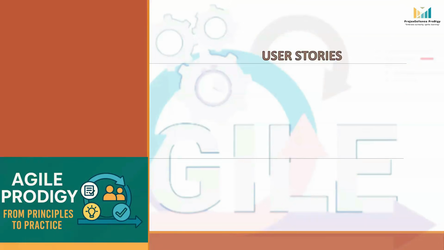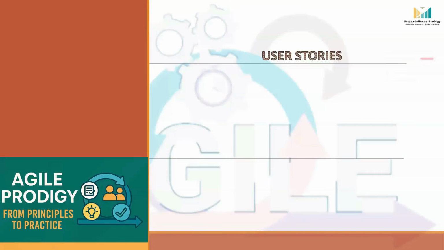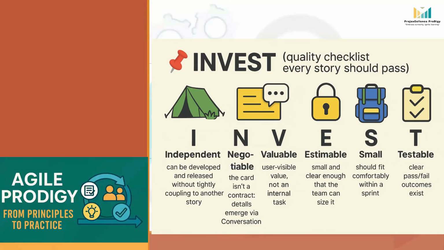Today, we are going to talk about user stories, a key element in agile projects. We will begin with the three C's of a user story: card, conversation, and confirmation. And we'll see how they bring clarity and ensure that the story delivers real value. Next, we will look at the INVEST model to understand what makes a good user story.